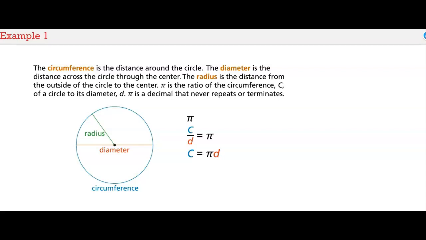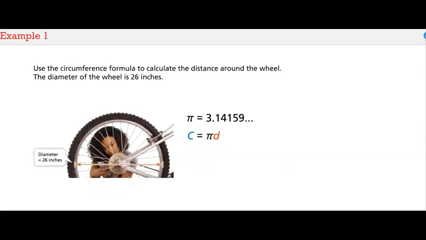Pi is a decimal number that never repeats or terminates. Its value is 3.14159 and so on without end. Use the circumference formula to calculate the distance around the wheel. Substitute the value for the diameter of the wheel, 26 inches. The circumference is exactly 26 times pi.